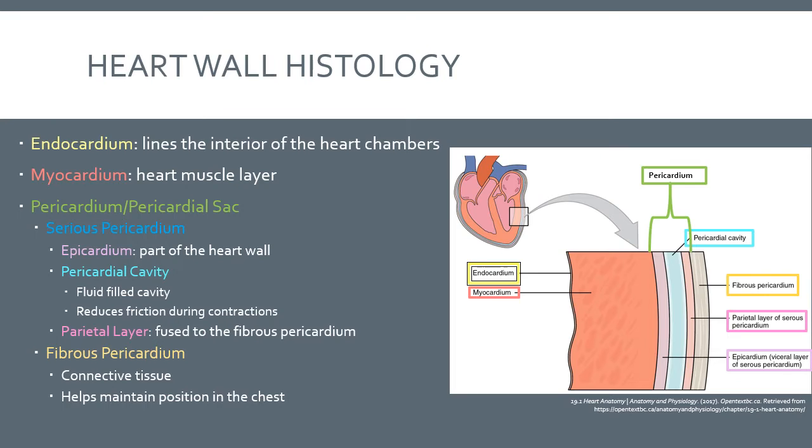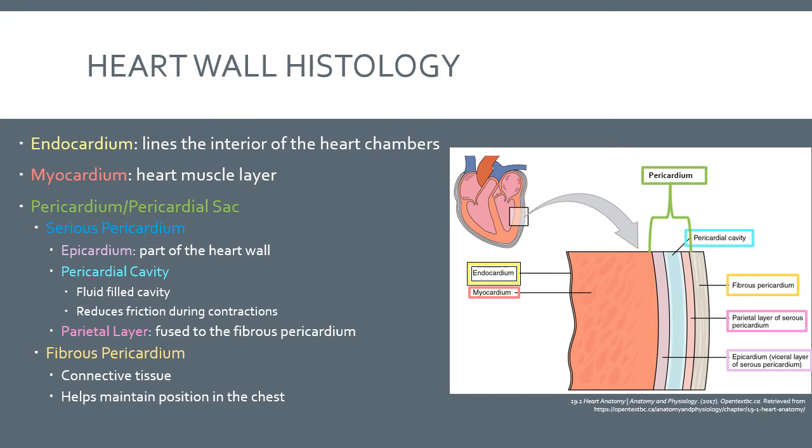The next layer is the pericardium or the pericardial sac. We talked a little bit about that a couple slides back. It has a couple different layers itself. So there's the serous pericardium. That contains the epicardium, which is sort of part of the heart wall, then this pericardial cavity, then the parietal layer.